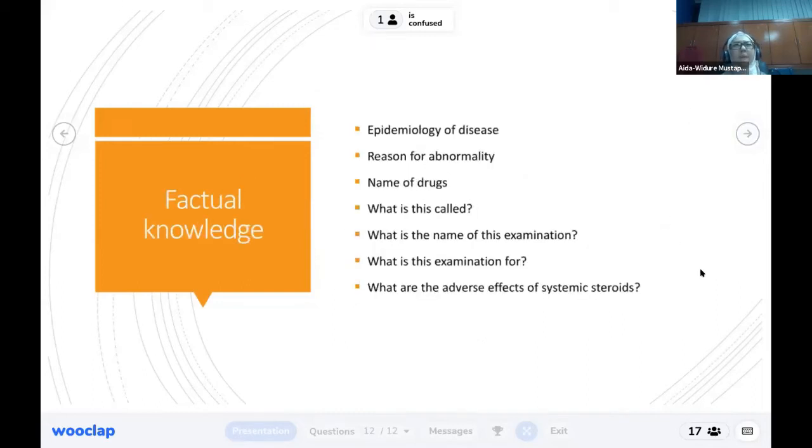So for Fakulti Perubatan, I think a lot of it is knowledge based, either factual knowledge, for example, the epidemiology of disease, reasons for emergency. These are all factual that they have to know, they have to remember, and these are just a little bit of example of the vast knowledge that we have in the faculty.